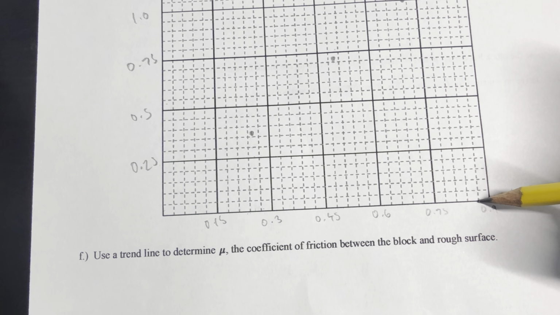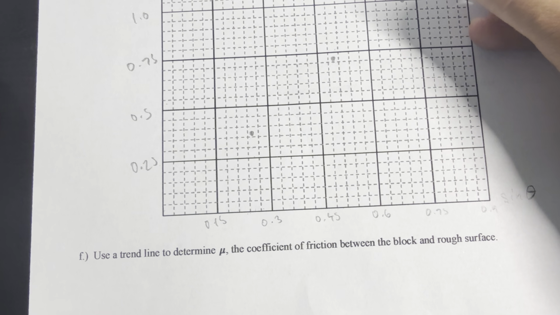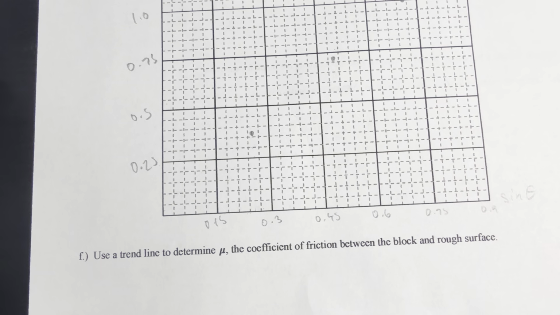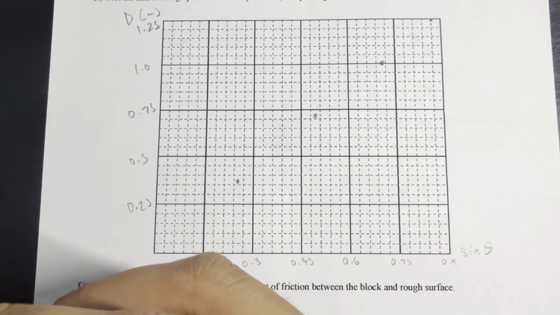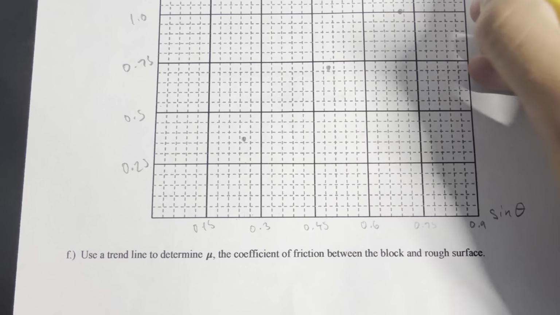So I'm going to graph it to 1.24, which is like right underneath, like so. Perfect. So you can see all my points form a line, which is awesome. That means I did it right.